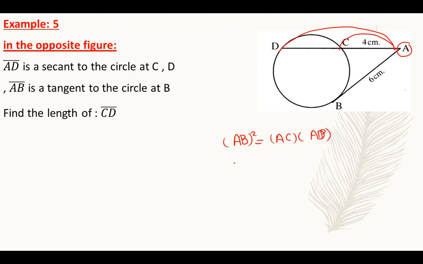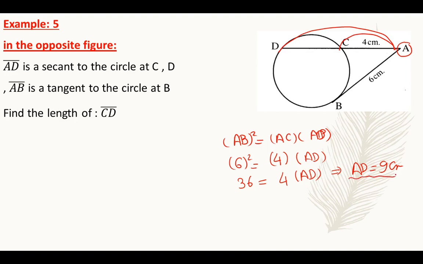Okay, so AB, 6 power of 2, equals AC, 4, multiplied by AD. Here we don't know the length of AD, so we will write AD. 6 power of 2, 36, equals 4 multiplied by AD, divided by 4. So AD will be equal to 9 centimeters. But we want to find the length of CD. We know that AD equals 9 centimeters, so CD will be equal to 9 minus 4, which is equal to 5 centimeters. Okay, let's go to another example.